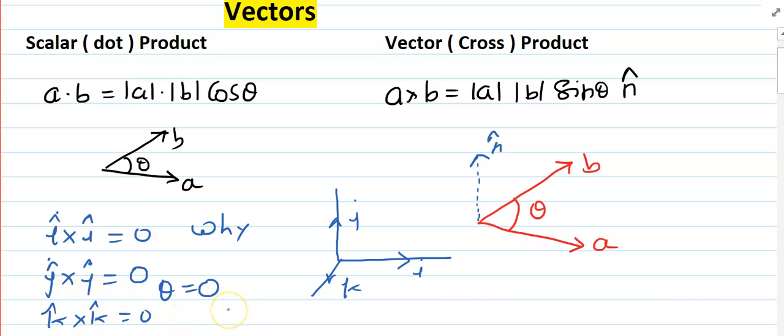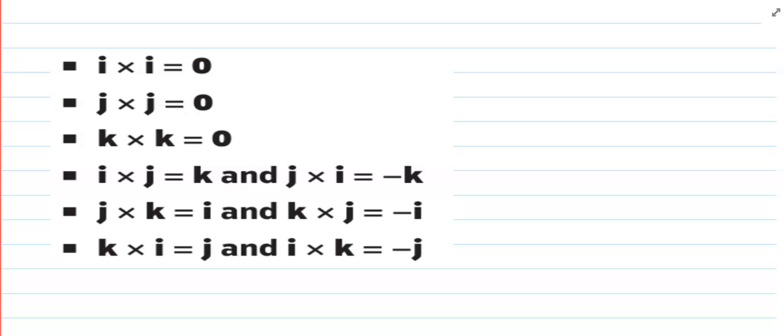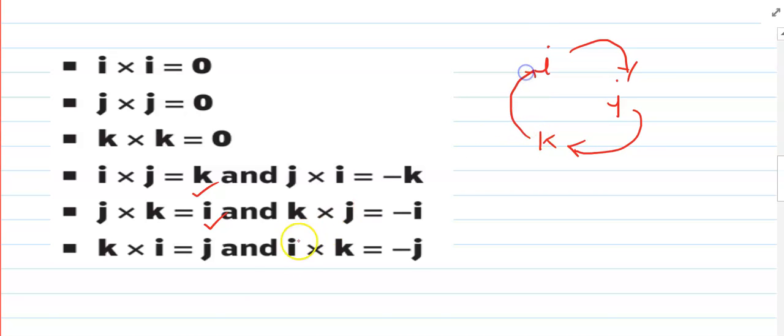Okay, now the question comes how to memorize this. They always follow the order. So this is the best technique to memorize this. You just write down here I, you write down here J, and you write down here K, and they follow the cycle. So I cross J becomes K. Similarly, if you follow this, J cross K becomes I here. So I cross J becomes K, J cross K becomes I, and then K cross I becomes J.